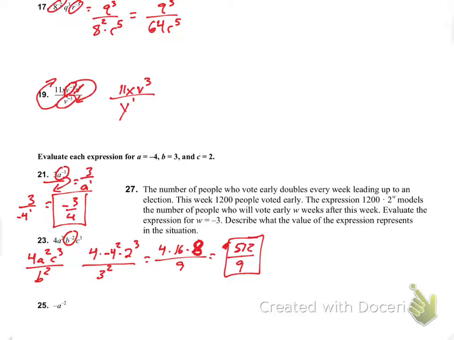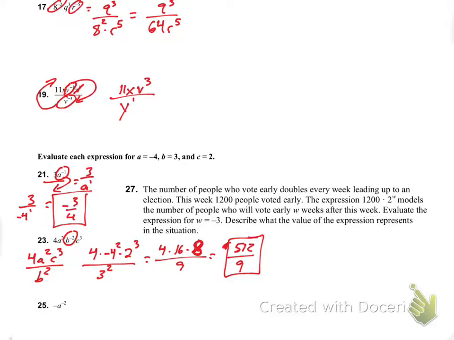I hope I did. Just going to double check my work. A is negative 4 squared, so it would be 16 times 8. And then over 3 squared is 9, so it should be 512 over 9.